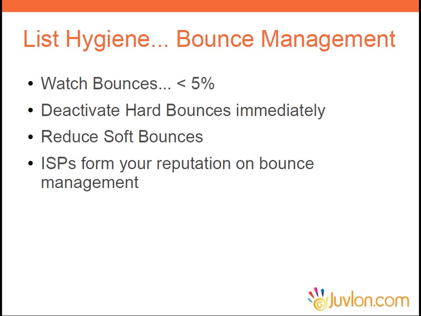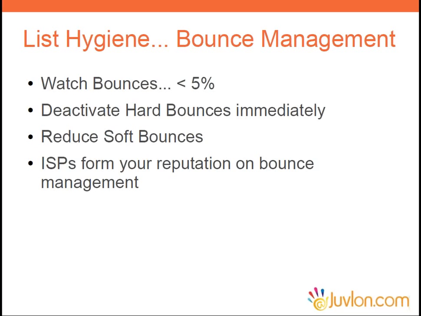By list hygiene we specifically mean bounce management. What we mean by bounce management is you've got to watch your bounces. You've got to make sure that they're ideally under 5%. And there are two types of bounces that you should be really watching, the hard bounces and the soft bounces. The hard bounces are those that are permanent bounces, as in the user does not exist. If the user does not exist today, it's unlikely that the user starts existing tomorrow. So those are considered to be hard bounces, and those need to be deactivated immediately.